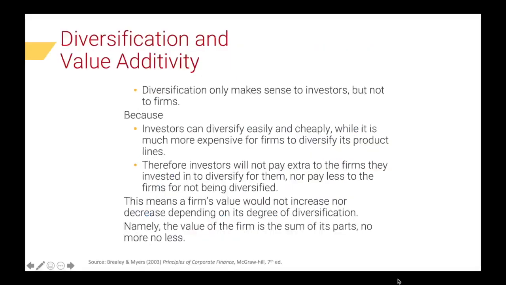Diversification only makes sense to investors, but not to firms, because investors can diversify easily and cheaply, but it is more expensive for firms to diversify their product lines. Therefore, investors will not pay extra to the firms they invest in to diversify for them, nor will they pay less for firms not being diversified. This means that a firm's value would not increase or decrease depending on its degree of diversification.